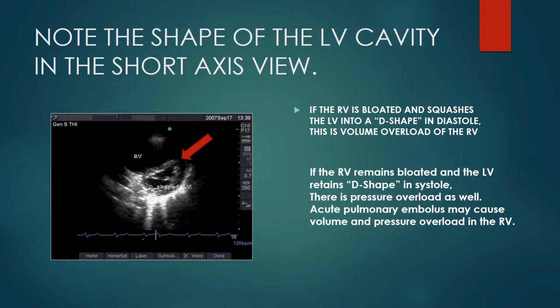If the right ventricle is bloated and squashing the left into a D shape in diastole, this is volume overload of the right ventricle. If that RV stays bloated and the LV retains a D shape in systole, that's pressure overload. Acute pulmonary embolus may cause these volume and pressure overload changes.